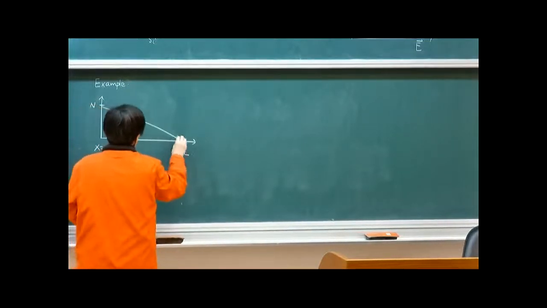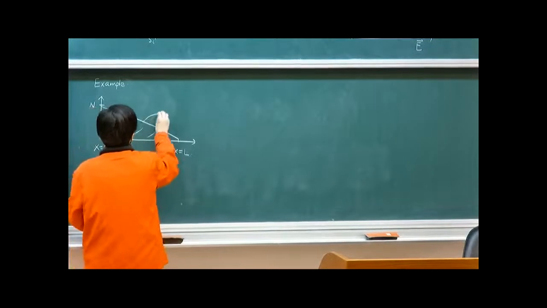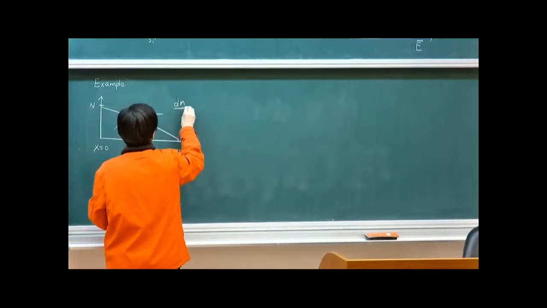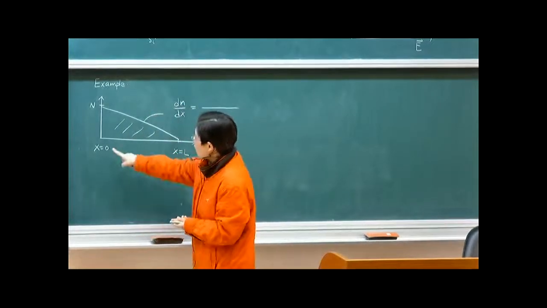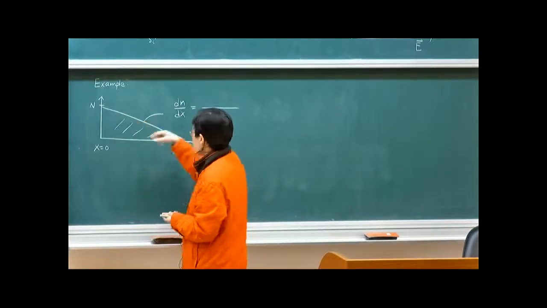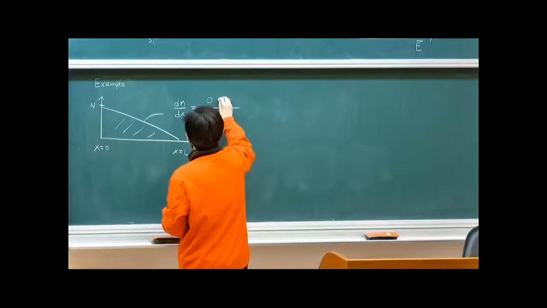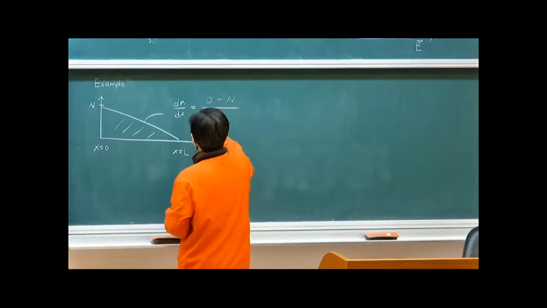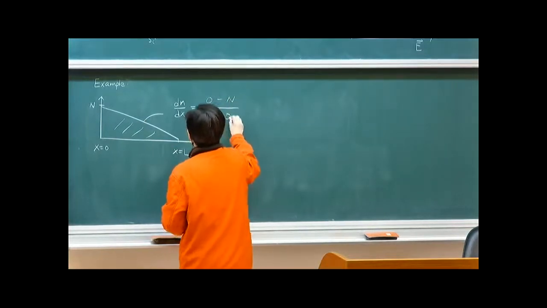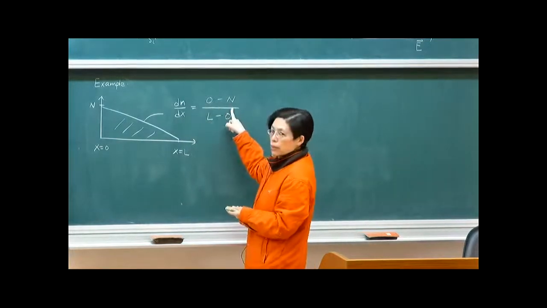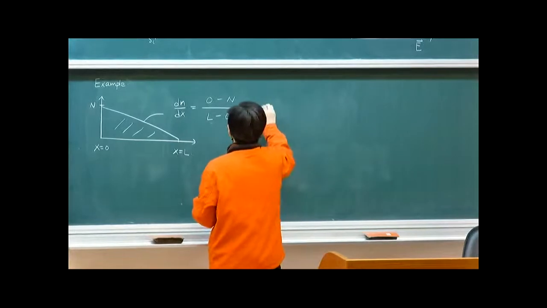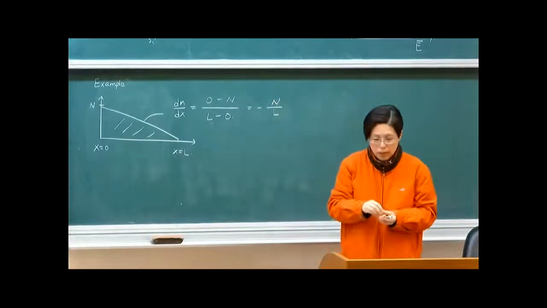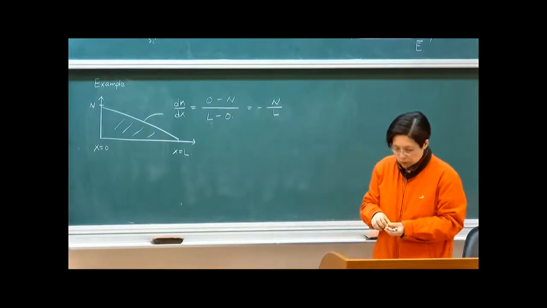So we then have, how do you find the gradient? The gradient is dn/dx, which is, by definition, this minus this and this minus that. So it will be 0 minus n and L minus 0. So this is the distance, this is the difference in concentration. So your gradient will have a minus sign, which is minus n divided by L, right?